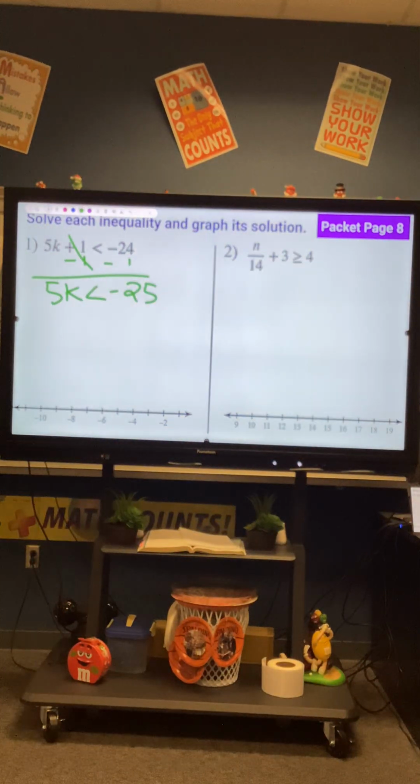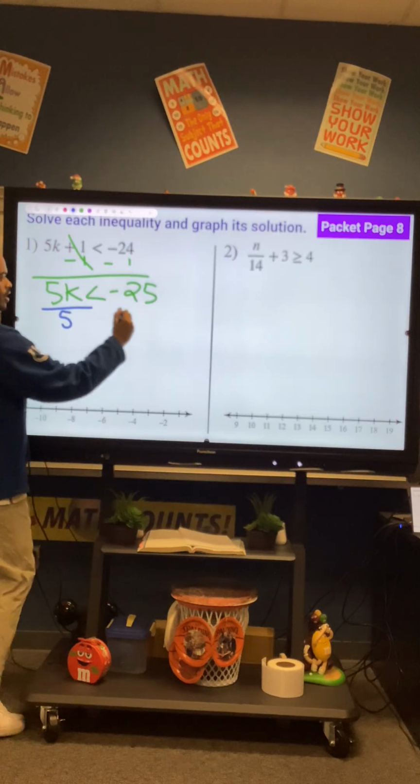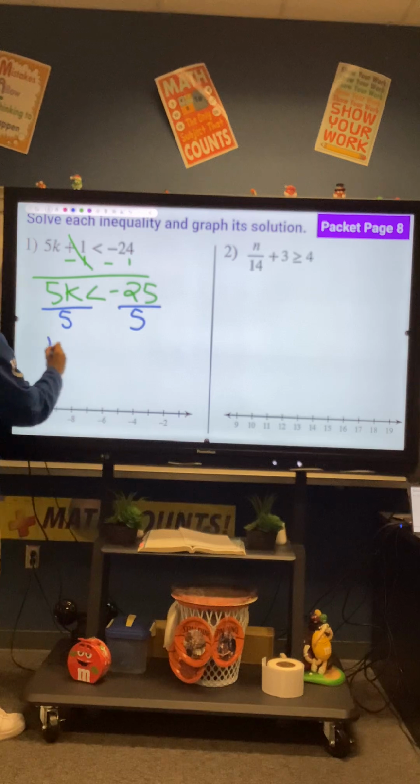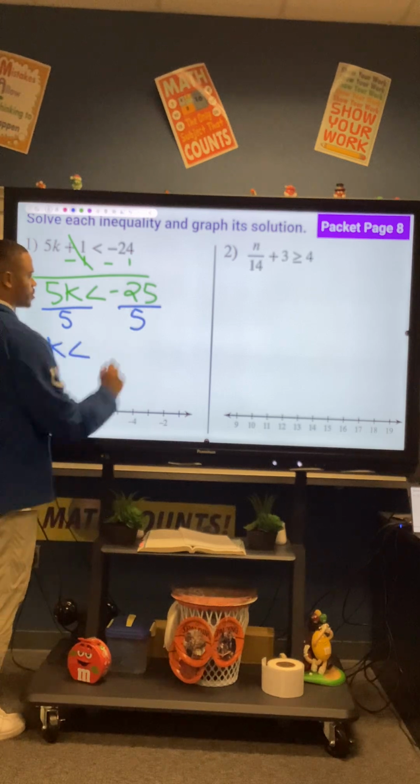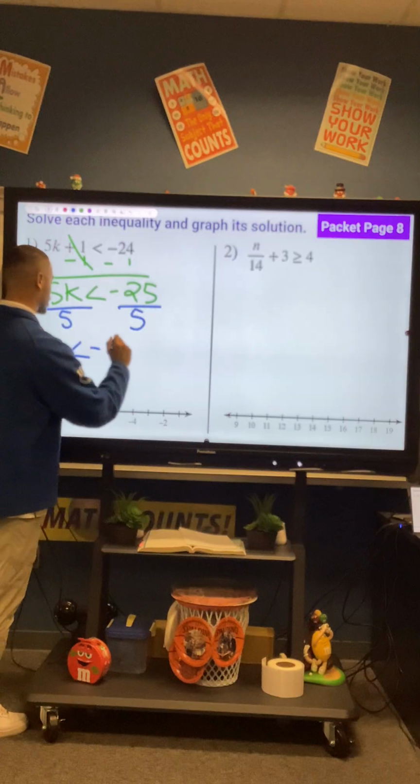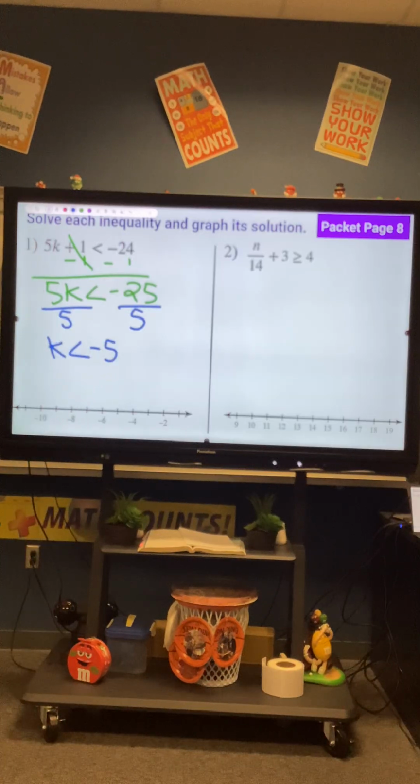So now I'm going to divide by my leading coefficient. In this case, it's my 5. And I should be left with k is less than negative 25 divided by 5 should be a negative 5. Somebody tell me why I didn't flip my inequality sign, because I divided by a negative. I thought that was a rule. If I divide by a negative, I flip it on inequality. So why didn't I flip my inequality? Somebody. Because you didn't divide by negative, you divided a negative. There you go. Yes. Your leading coefficient was negative.